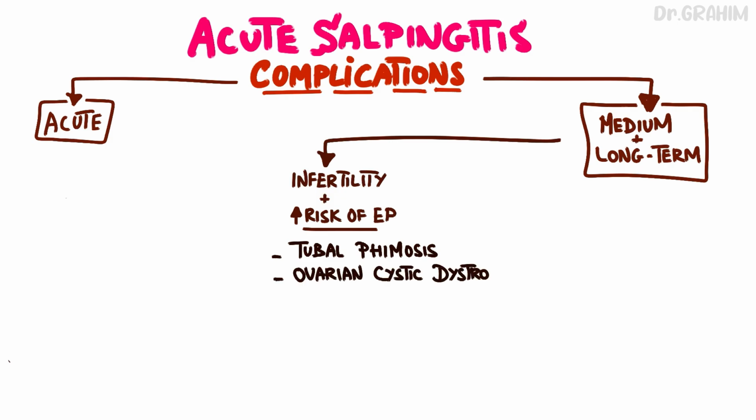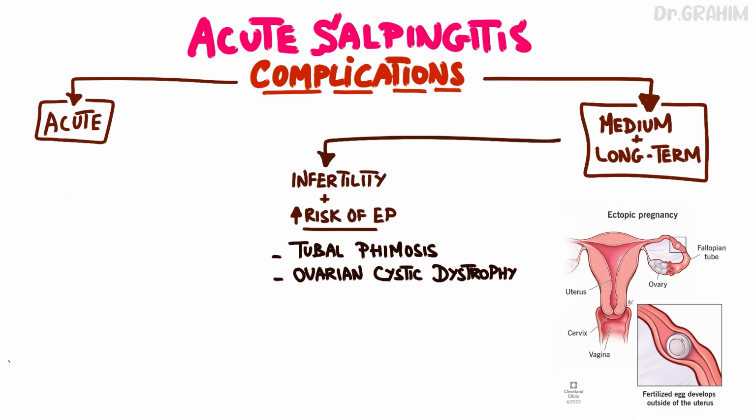Ovarian cystic dystrophy, which is an alteration of the ovaries due to the presence of peritubo-ovarian adhesions, further complicates ovulation and fertilization. These anomalies significantly increase the risk of ectopic pregnancy, a serious condition in which the embryo implants outside the uterus, usually in the fallopian tube.